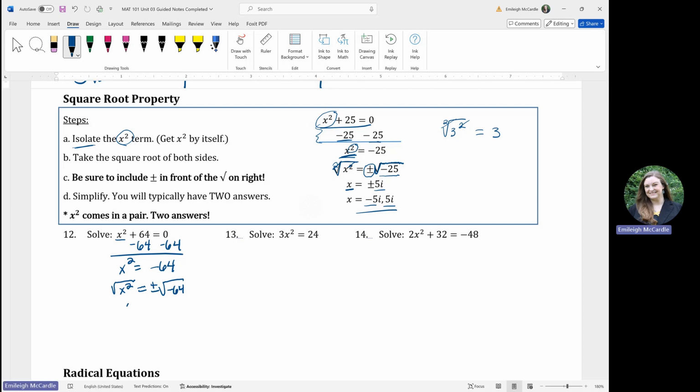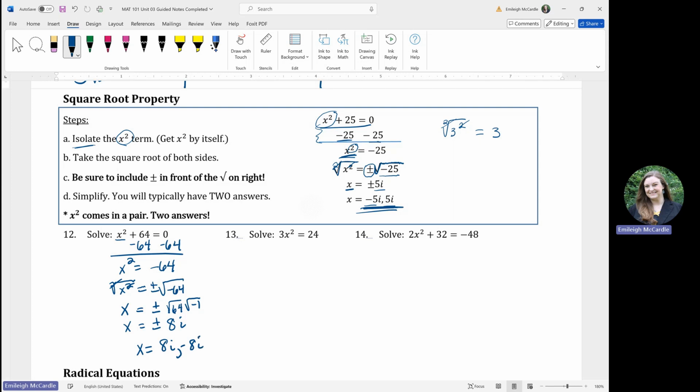Okay, so this would be x, because that square and square cancels, equals plus or minus the square root of negative 64, which is the square root of 64 and the square root of negative 1. So this is going to be plus or minus, the square root of 64 is 8. The square root of negative 1 is i. And I'm going to write this as two answers just like I did in that example. So this would be 8i and negative 8i.